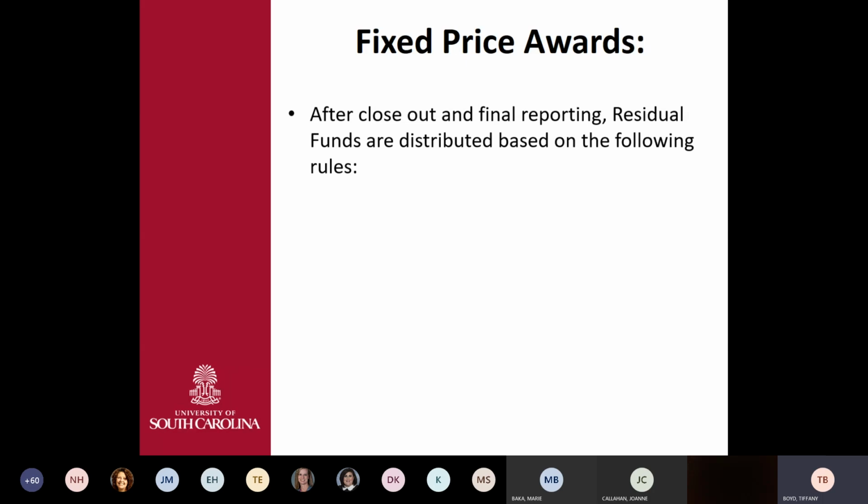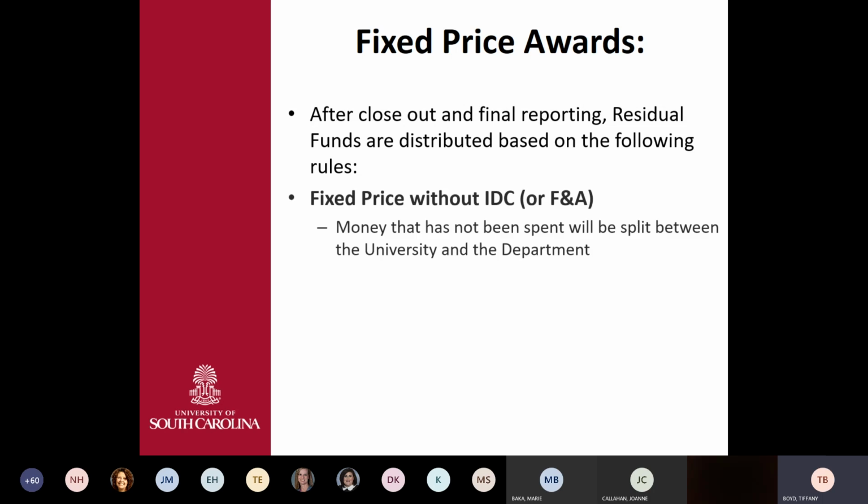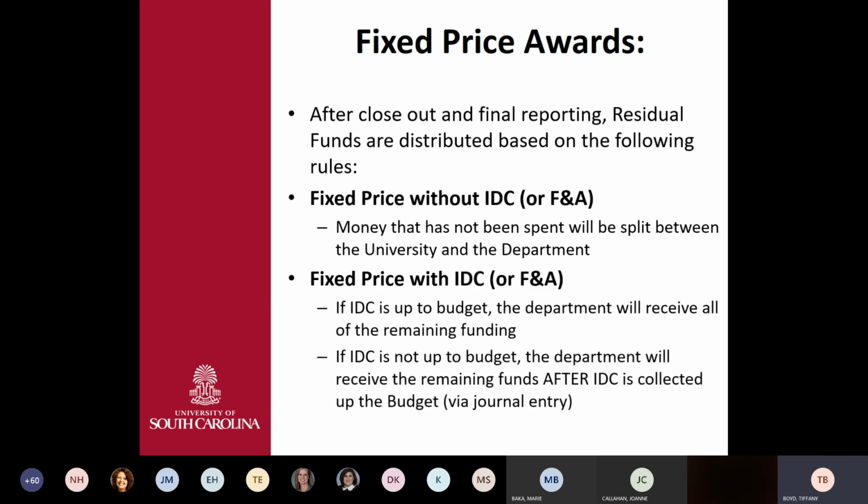So for the fixed price awards, after closeout and after the final reporting, the residual funds or the unspent funds are distributed based on the following rules. If it's a fixed price award without IDC, the money that has not been spent will be split between the university and department. If it's fixed priced with IDC, if IDC is already up to budget, the department will receive all the remaining funding. If IDC is not up to budget, the department will receive the remaining funds after IDC is collected up to the budget.